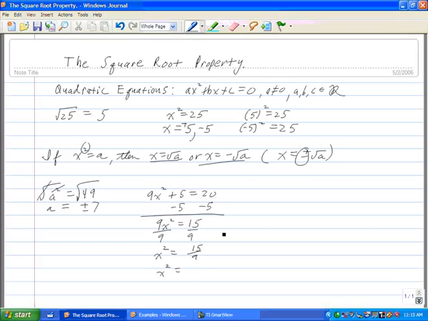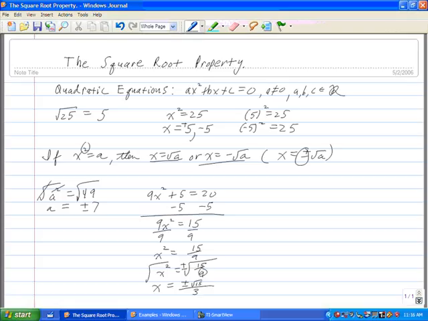I'm just going to go ahead and take the square root of both sides. Square root of 15 over 9, and don't forget the plus or minus. So x turns out to be plus and minus square root of 15 over 3. Now, if you're wondering where that 3 came from, I can't take the square root of 15, so I'll leave it under the square root. But I can take the square root of 9, so that's where the 3 comes in. I've done all the simplification that I have to do at that point.